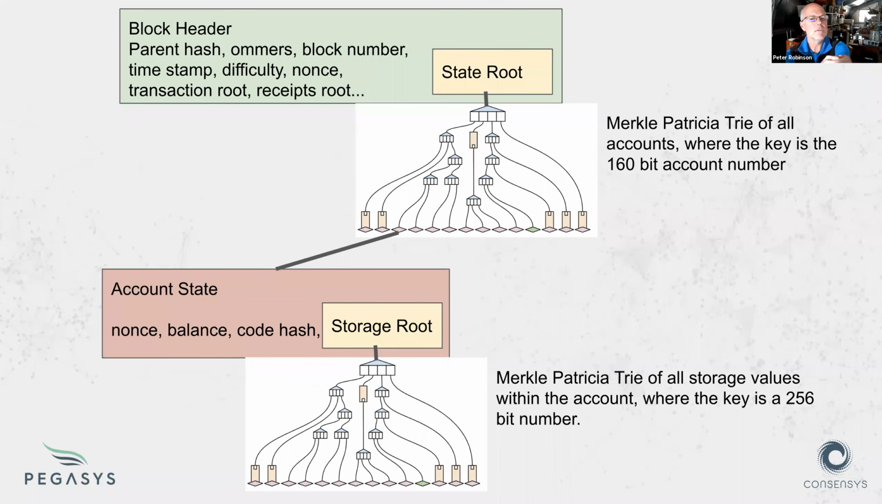So anyway, within this trie, you've got a key, which is the 160-bit account address. Within each account, you've got account state. That consists of, say, the nonce, the balance, the code hash, and a storage root. Within the storage area, you've got another Merkle-Patricia trie, and this trie has 256 bits of key. So each key is 256 bits. When we talk about storage, this is what we're talking about: something stored against the account.